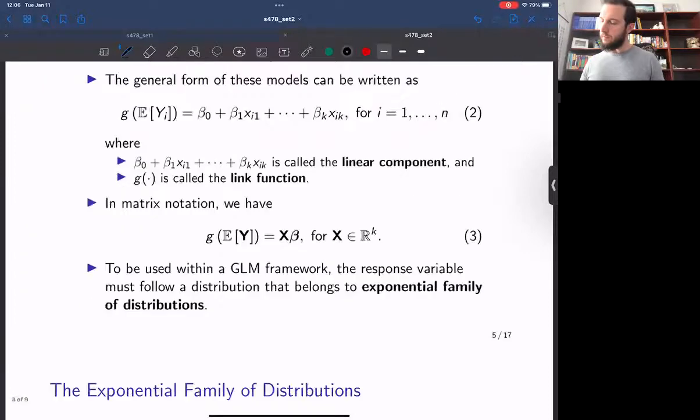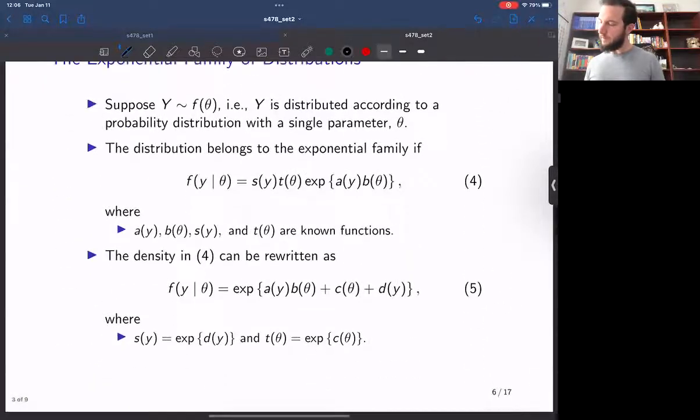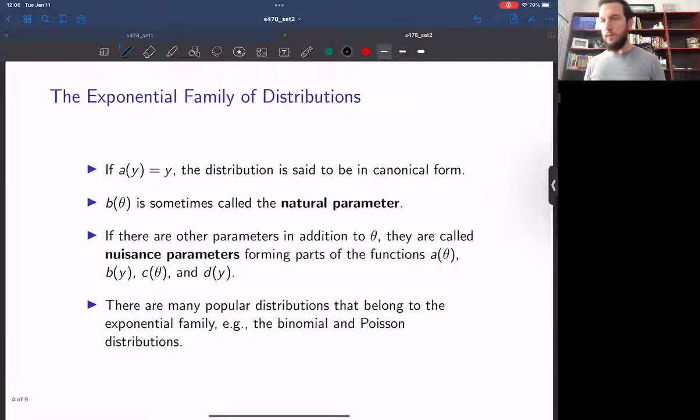Following the notation given in equation 5, which is the notation that we will utilize in the following examples, we write that if A of y is directly equal to y, then the distribution is said to be in canonical form, which is another requirement of the generalized linear model framework. This is particularly helpful to us though, because we will derive the expected value and variance of the exponential family as a whole. And if the random variable is in canonical form, it means that we can directly compute the expected value and the variance for that particular distribution.